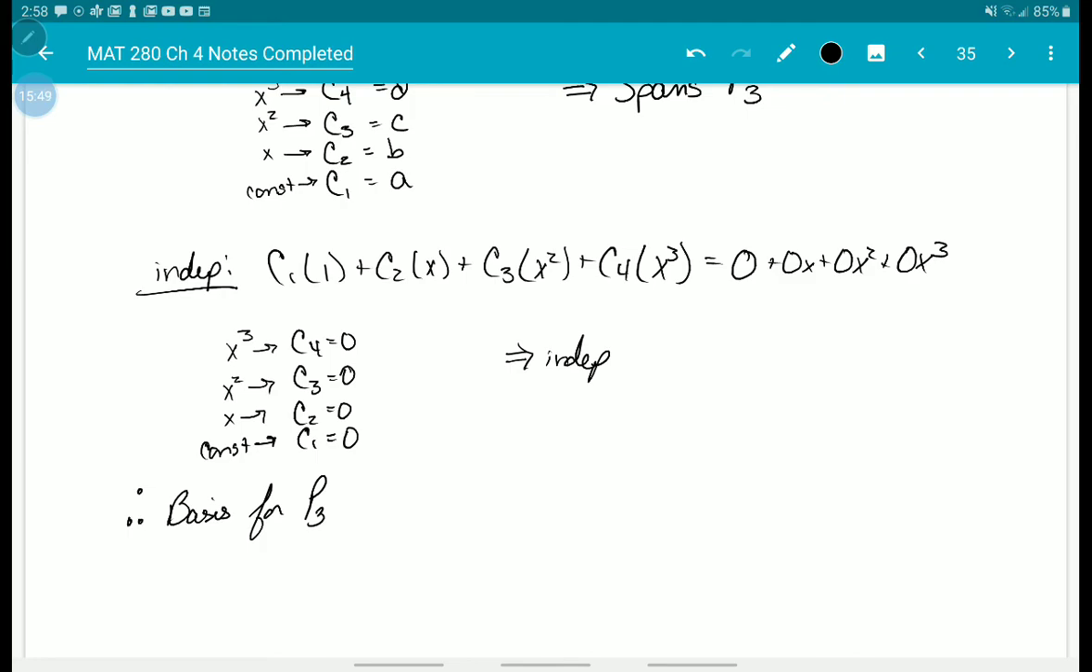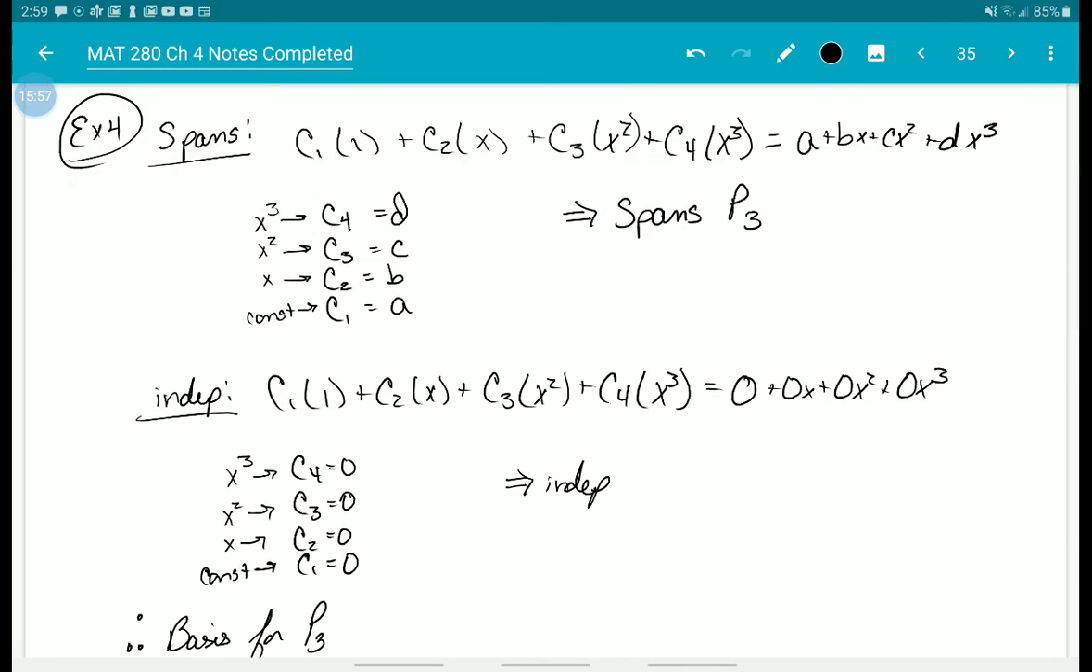Now, this set of vectors in example 4 is actually considered your standard basis for P3. It would be really easy to write any third degree or less polynomial in terms of those 4 vectors in that space.